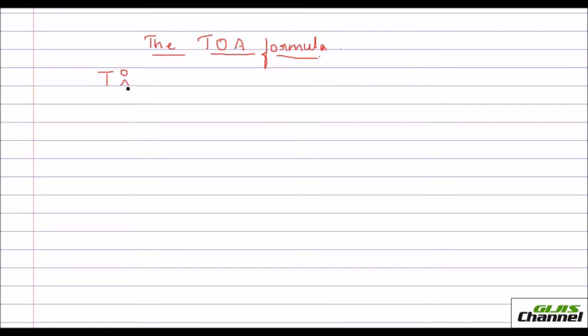The TOA. T-O-A. The T stands for tangent, so that's tan theta. And tan theta, we all know, is opposite over adjacent. So let's see how to work with tan theta as a ratio in a few of the trigonometric formulas.